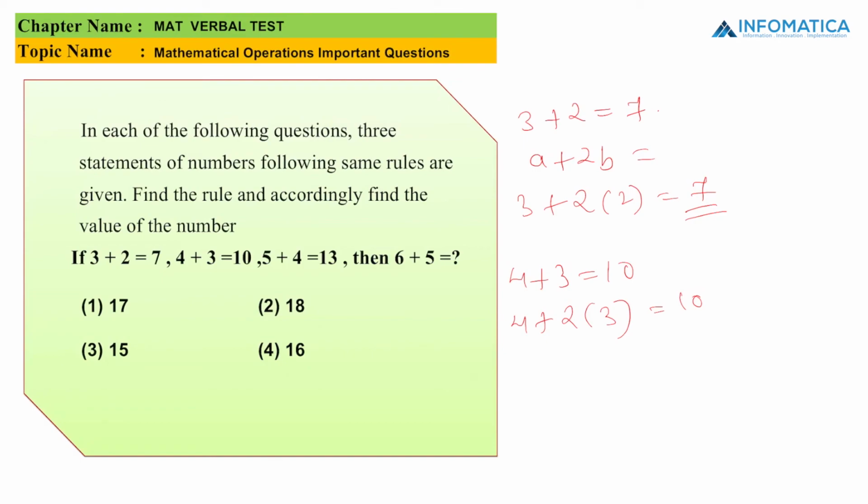Now let me go for the question. It says 6 plus 5 is what? I write down 6 plus 5 and I write a plus 2b, which is 6 plus 2 multiplied by 5. So that is 6 plus 10 and the answer should come as 16, which is 6 plus 10 is giving me 16. And that is option number 4.